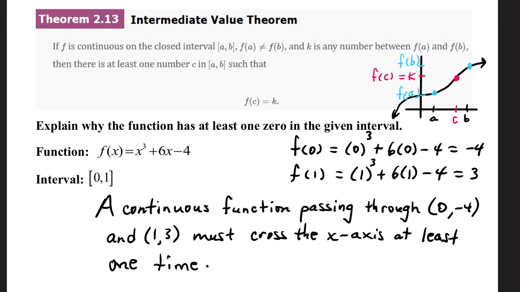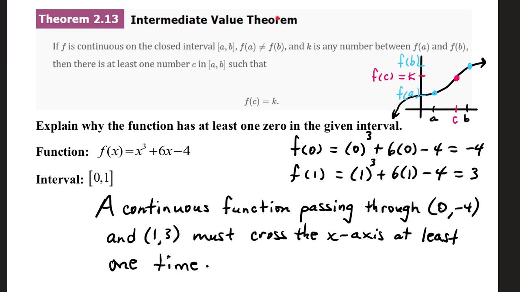The intermediate value theorem: if f of x is continuous on the closed interval a to b, where your function values at those interval endpoints are not the same, and k is any number between the two function values, then you're guaranteed at least one value, they call it c, that's in your interval, such that f of c is equal to k. The diagram to the right, I tried to put it in terms of this theorem.